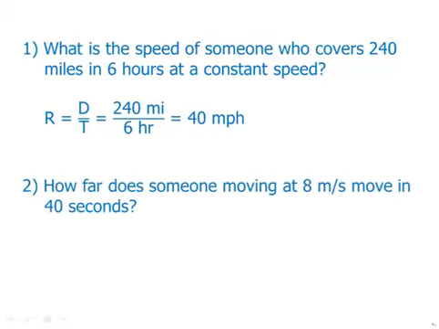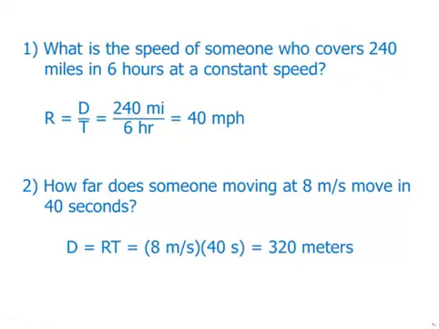Second question: how far does someone moving at 8 meters per second move in 40 seconds? Here we're looking for the distance, so we want the form solved for distance, D equals RT, the original form. We're simply going to multiply the rate, 8 meters per second, times 40 seconds. Well, 8 times 4 is 32, so 8 times 40 has to be 320. And meters per second times seconds gives us meters. So this should be 320 meters.